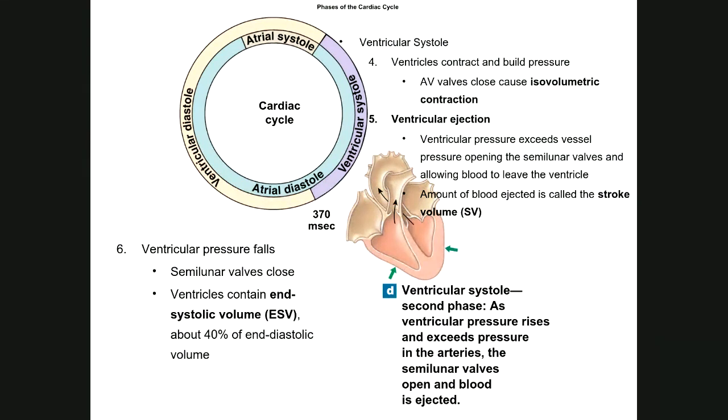Then the ventricle pressure is getting down. Semilunar valves are going to be closed. And what is left now in the ventricle is what we call the end systolic volume, which is almost 40% of the end diastolic volume that they had before.